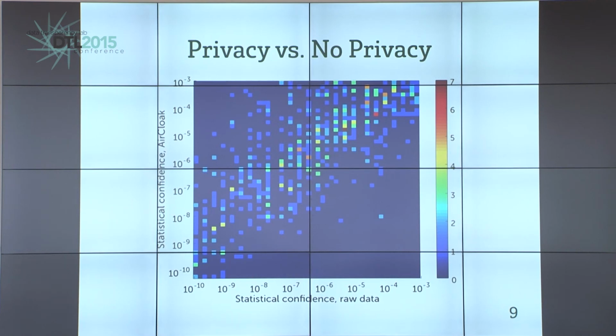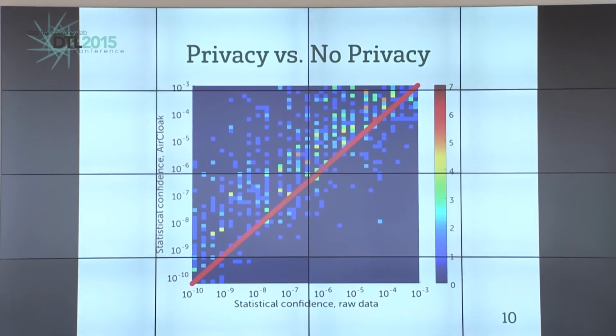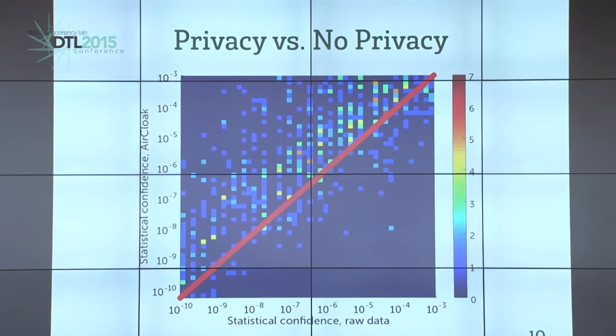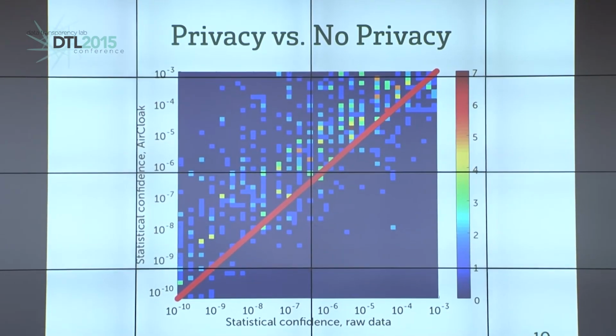This figure compares transparency tools versus zero-knowledge transparency tools. On the x-axis, we have the statistical confidence in raw data of X-Ray. And on the y-axis, we have the statistical confidence from the same data that was put in AirCloak and run through AirCloak. You can see here the confidence level, the less is better. You can see that using AirCloak increases the statistical confidence, but by a fair amount.